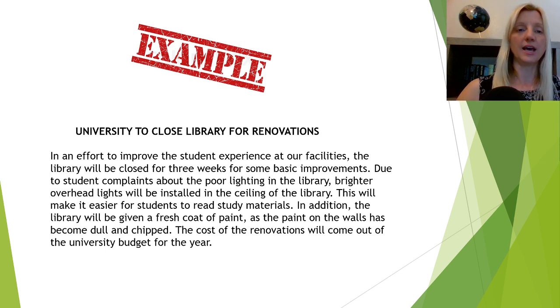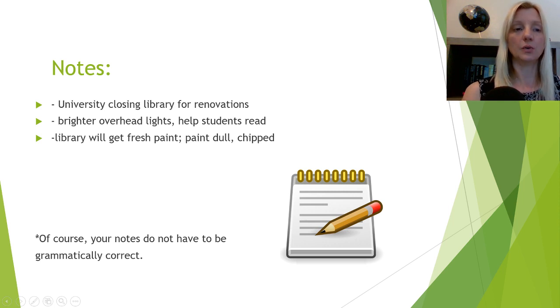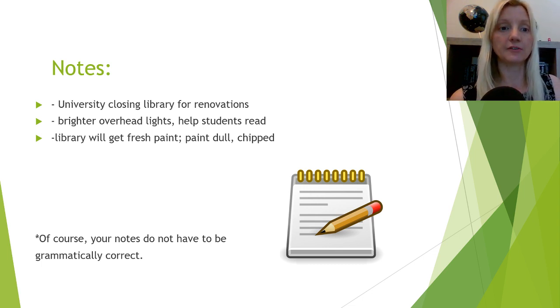So let's look at my sample notes. Here we go. Here's my sample notes. First, the title. University is closing the library for renovations. Brighter overhead lights help students read. Library will get fresh paint. The paint is dull and chipped.